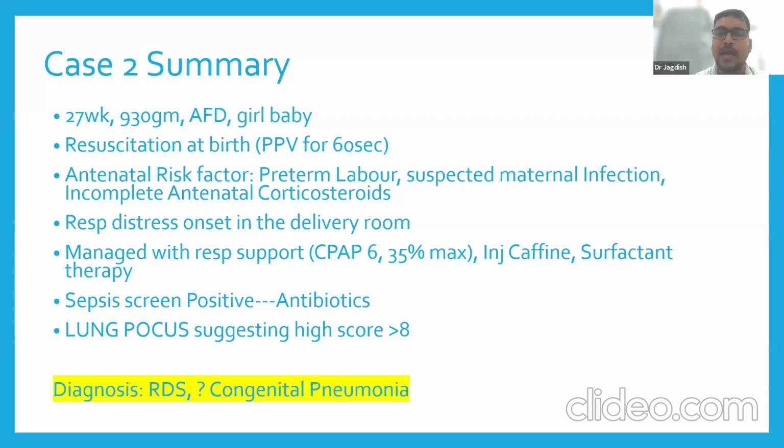So what may be the possible diagnosis here? There may be the diagnosis of respiratory distress syndrome or hyaline membrane disease. Also, early onset sepsis or congenital pneumonia may be the cause here, because with the background history of preterm, unexplained preterm labor, suspected maternal infection, we cannot 100% rule out congenital pneumonia. So these may be the two differential diagnoses for this baby when managing the respiratory distress.